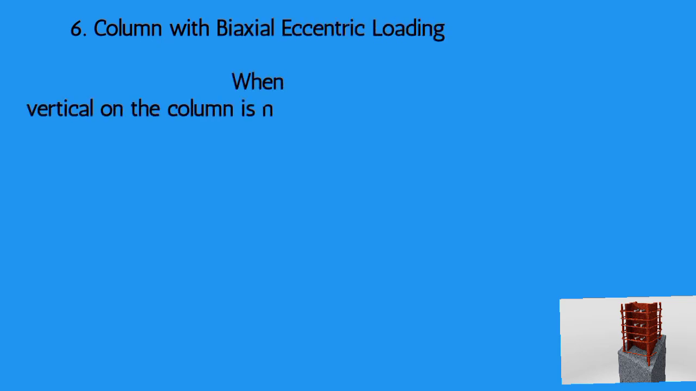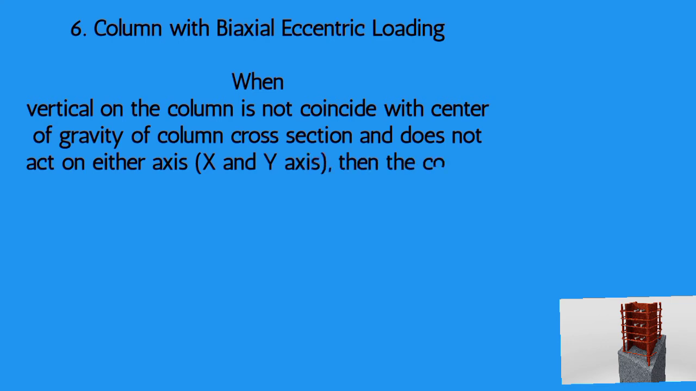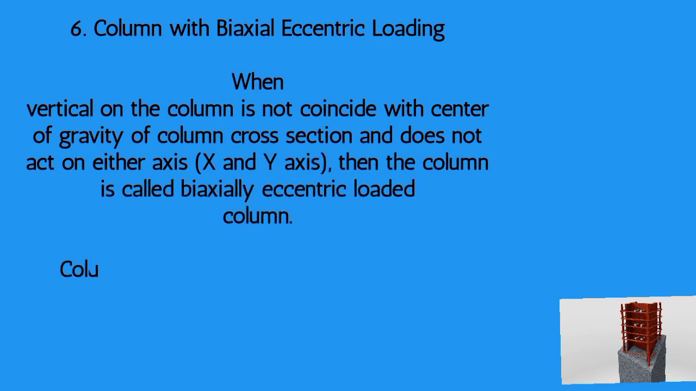6. Column with biaxial eccentric loading. When the vertical load on the column does not coincide with the center of gravity of the column cross section and does not act on either axis, x or y, then the column is called a biaxially eccentrically loaded column. Columns with biaxial loading are common in corner columns, with beams rigidly connected at right angles at the top of the columns.